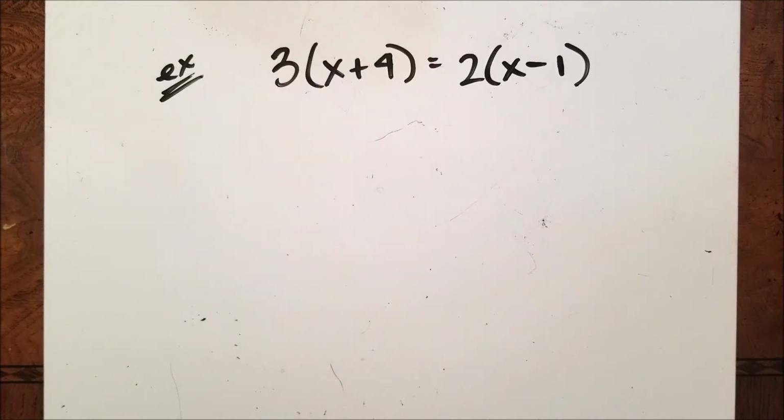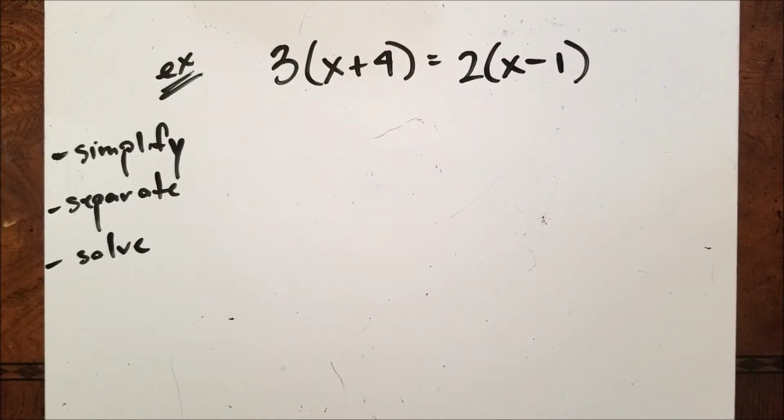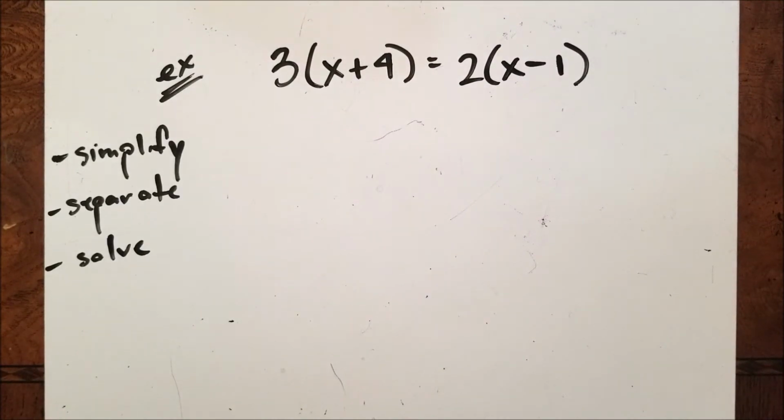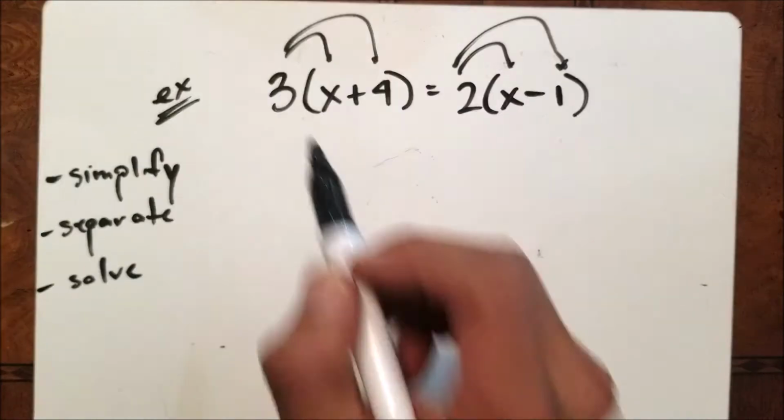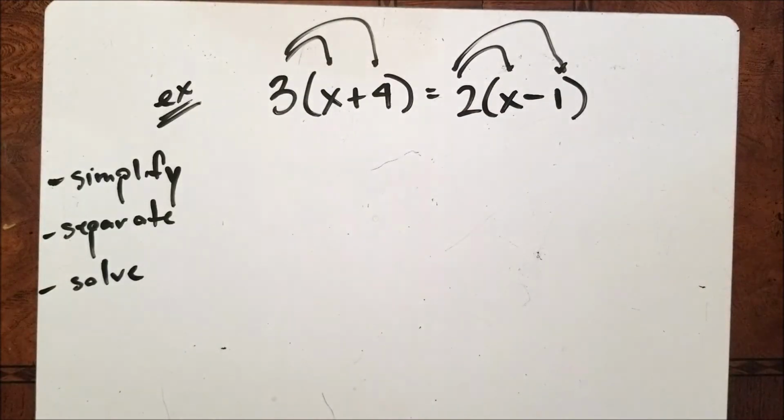Now, remember our steps. That's right. Simplify, separate, and solve. Now remember what simplify means. Simplify means we need to distribute and combine like terms. So I see parentheses, that means distribute. Now, of course, with distribution comes arrows. Now remember, these arrows are to help remind us that that 3 gets multiplied by both things inside those parentheses. So let's go ahead and take care of that.